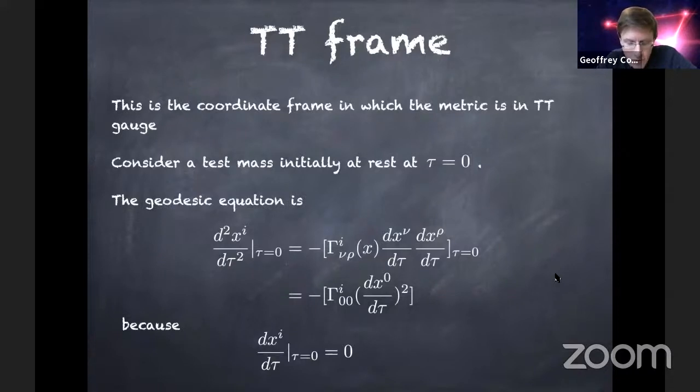Now, so far we introduced only the freely falling frame. Let's try to understand now what is the TT frame, the frame corresponding to TT gauge. So we consider a test mass, which is initially at rest at initial time. Let's look at the geodesic equation. So how does the xi coordinate change? It changes with respect to this right-hand side, right? The gamma, and then all these terms. But now since the mass is initially at rest, all these terms are zero except the dx0.